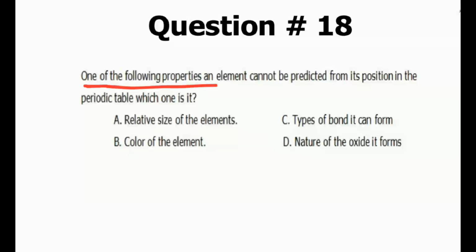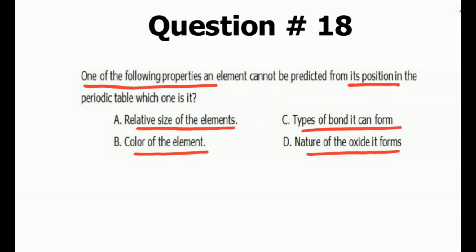One of the following properties of an element cannot be predicted from its position in the periodic table: A. Relative size of the elements. B. Color of the element. C. Types of bond it can form. D. Nature of the oxide it forms.